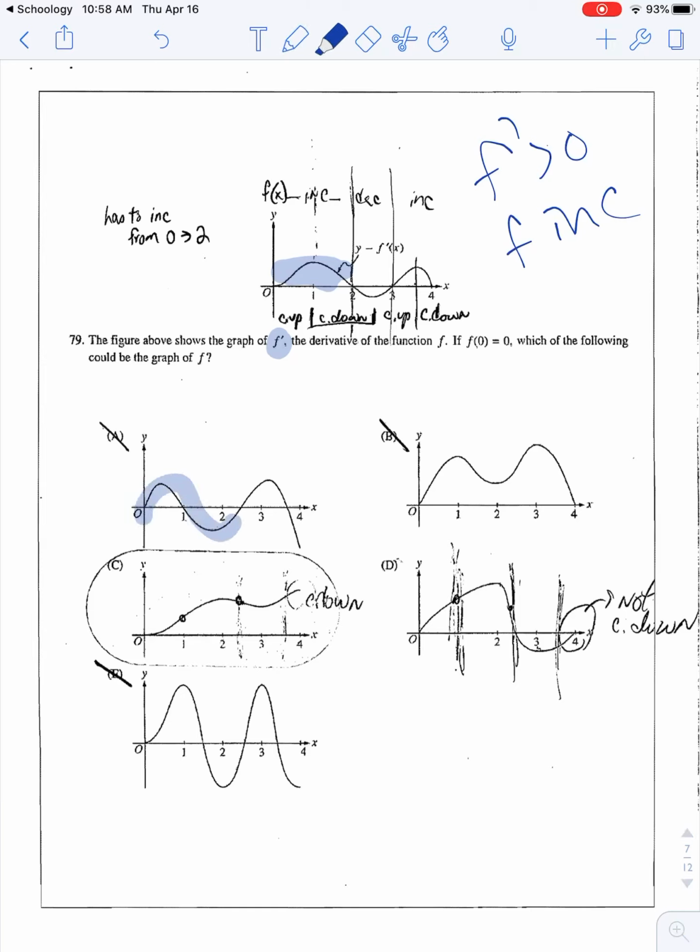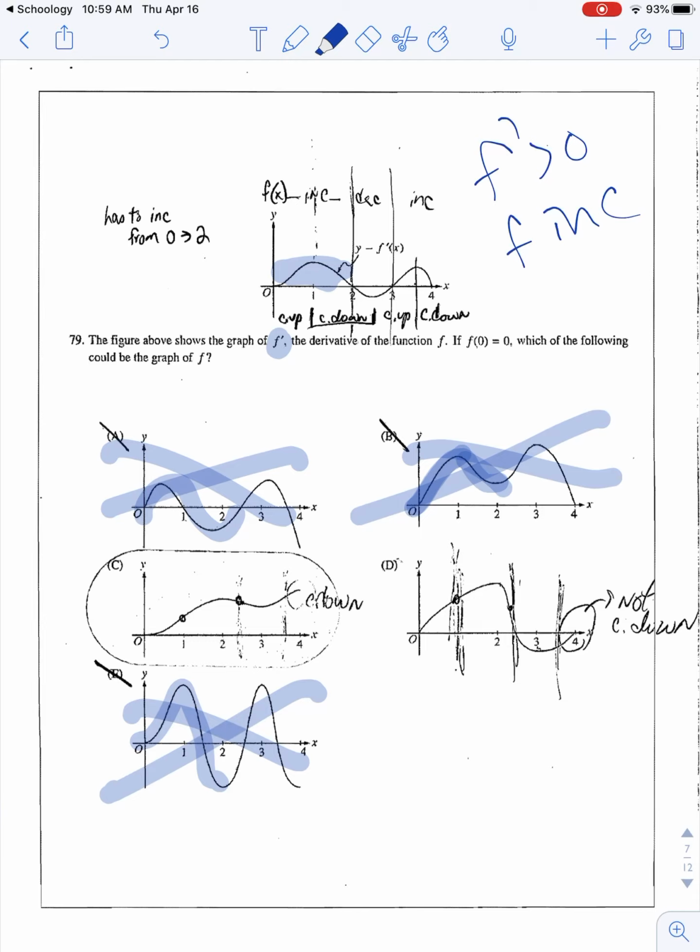So the function has to be increasing from 0 to 2. So if I look here, that is not increasing from 0 to 2. That's out. This is not increasing. It increases, then it decreases, so that's out. From 0 to 2, it's not increasing here, so that's out. From 0 to 2, increasing, so that's still in. So I'm just doing a process of elimination. So right now we still have C and D.